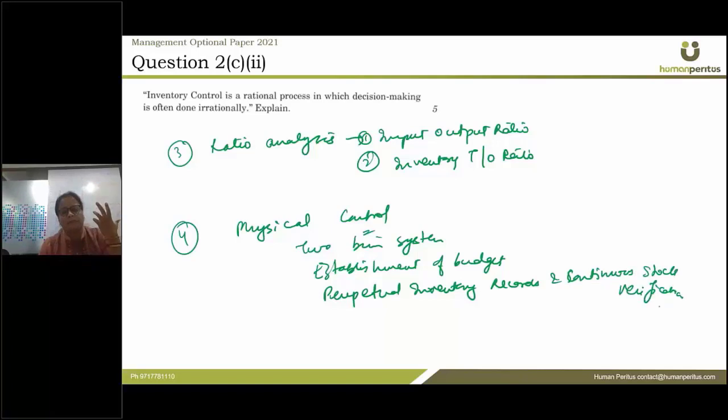Under this continuous stock verification, whatever physical verification of the stock takes place, that takes place without prior notice, and it happens at some appropriate interval of time, but without giving notice. So this is how we can close this answer on inventory control decision making, irrational decisions.